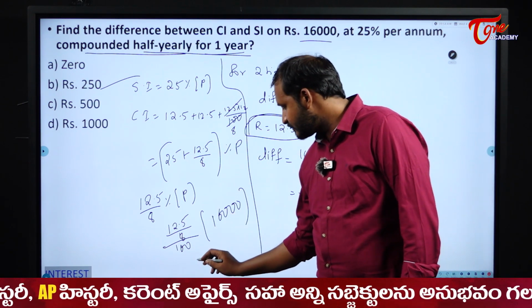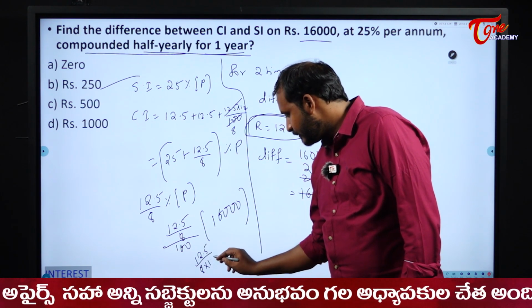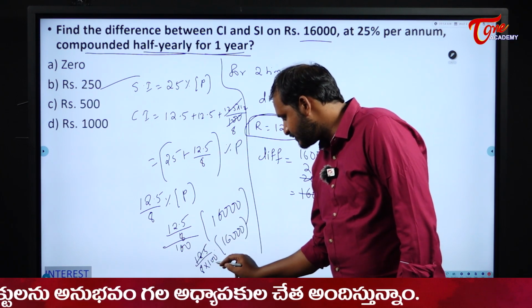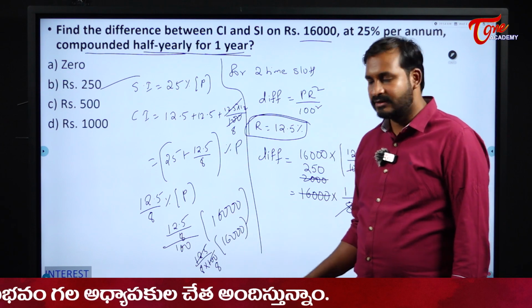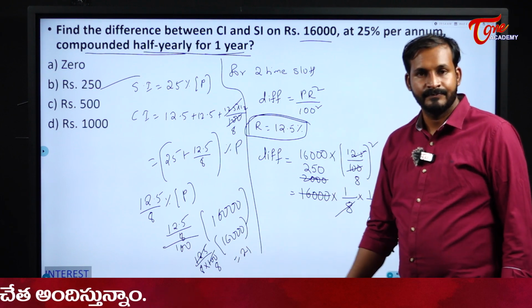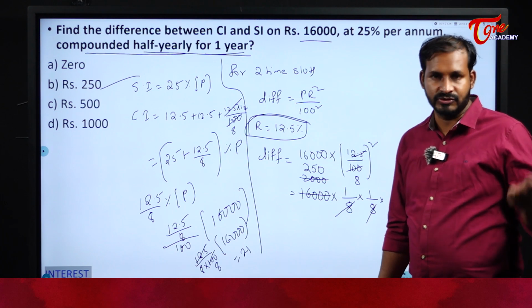So now what happens to this one? 12.5 by 8 into 100 into 16,000. So as usual this will become 8 and 8, and when you cancel it, what you will get finally? 250. You will come to this logic only finally. Okay. If you remember the formula, good. If not, go with the process. It is up to you students.